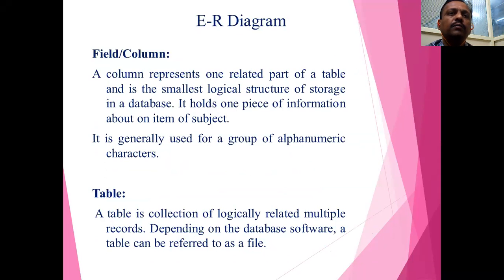What is a field or column? A column represents one related part of the table and is the smallest logical structure of storage in the database. It holds one piece of information about an atom of an object. It is generally used for a group of alphanumerical characters. What is a table? A table is a collection of logically related multiple records. Depending on the database software, a table can be referred to as a file. So these are the common things that you know.